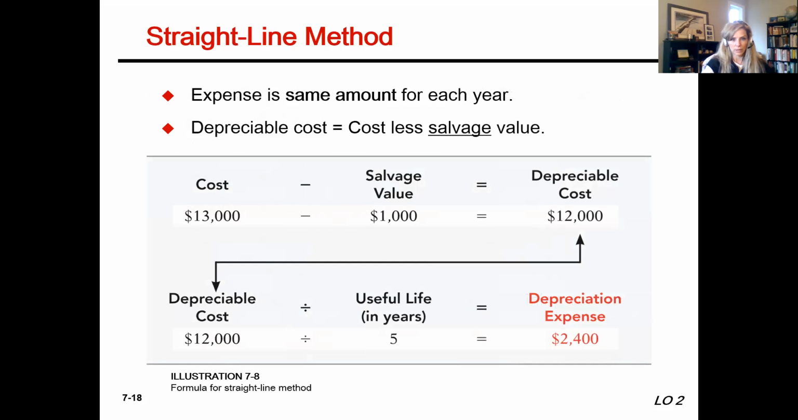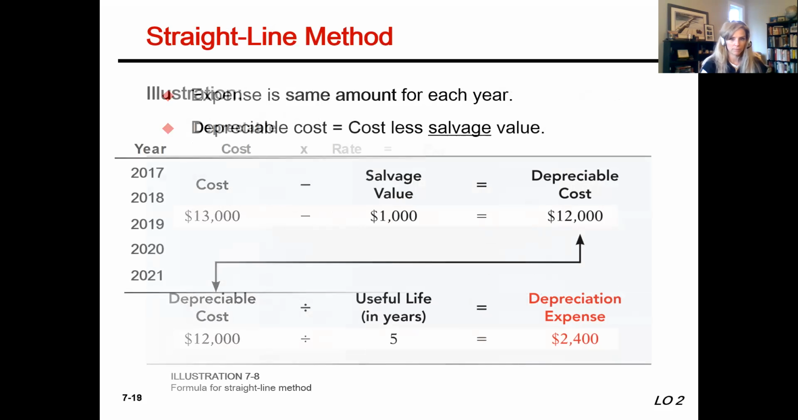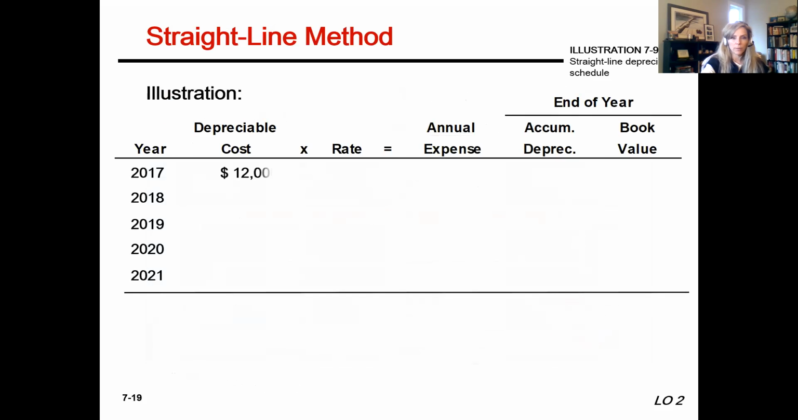So if we looked at the straight line, what we're saying is this 13,000 less the salvage gives us the 12 net. That's all we are allowed to depreciate. It's useful for 5 years. Depreciation expense is $2,400 per year. That's it. It's the same every year. $2,400 for 5 years. That's it. Nice and easy. If we want to make a schedule, we just keep doing that.